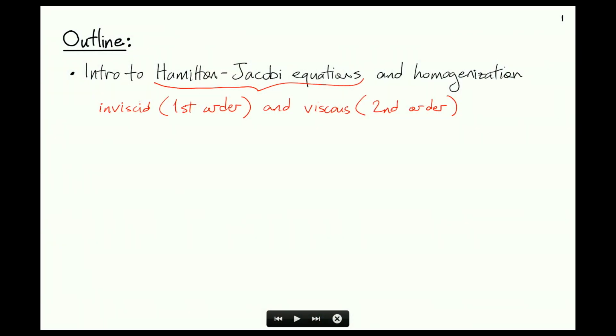So let me start by giving an outline. I'm going to be talking about, first, I'll just introduce Hamilton-Jacobi equations and their homogenization. But I'll use the term a little loosely. I will talk about inviscid and viscous equations, meaning first order and second order equations. Normally, Hamilton-Jacobi equations are first order, but I'll take the liberty like this.